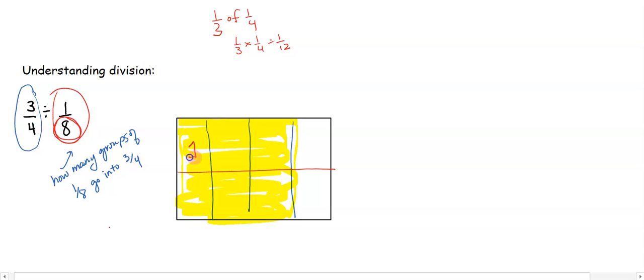Well, I can remove 1/8 right there once. I can remove 1/8 twice, 3 times, 4 times, 5 times, 6 times. So 1/8 of the entire area can be removed from 3/4 of the entire area 6 times. Therefore, 3/4 divided by 1/8 is equal to 6. It gets kind of confusing, but this is basically knowing that 6 groups of 1/8 should equal 3/4. 1/8 plus 1/8 plus 1/8 plus 1/8 plus 1/8 plus 1/8 equals 3/4 of the entire object.